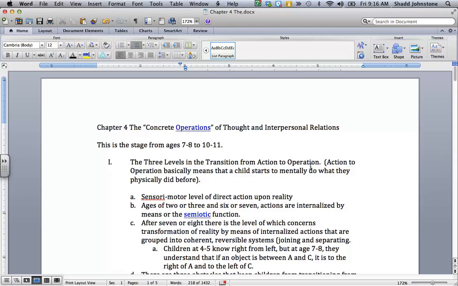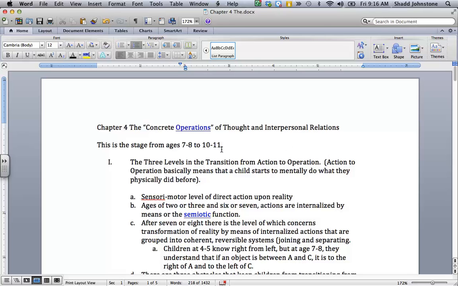I did understand the word action, I didn't understand the word operation, but in this context I had to look up both of those, and I came to this definition, which was action to operation basically means that a child starts to mentally do what they physically did before. After I understood that, this whole chapter seemed to make sense to me.